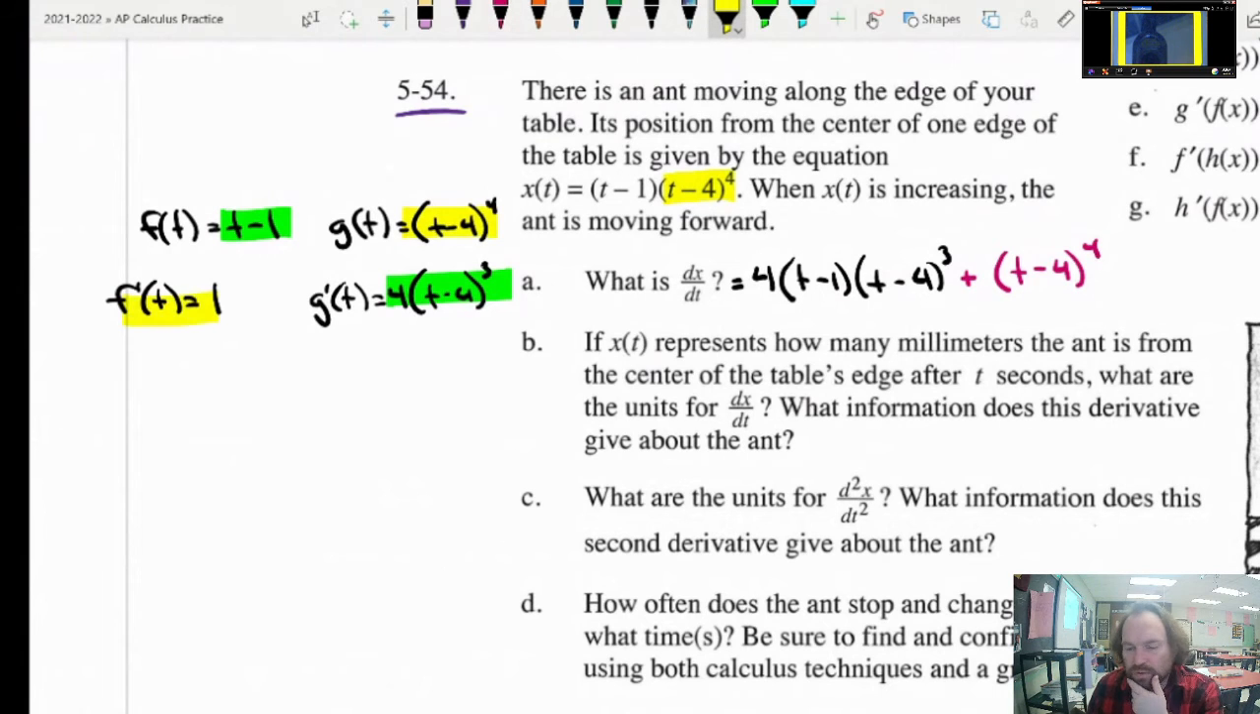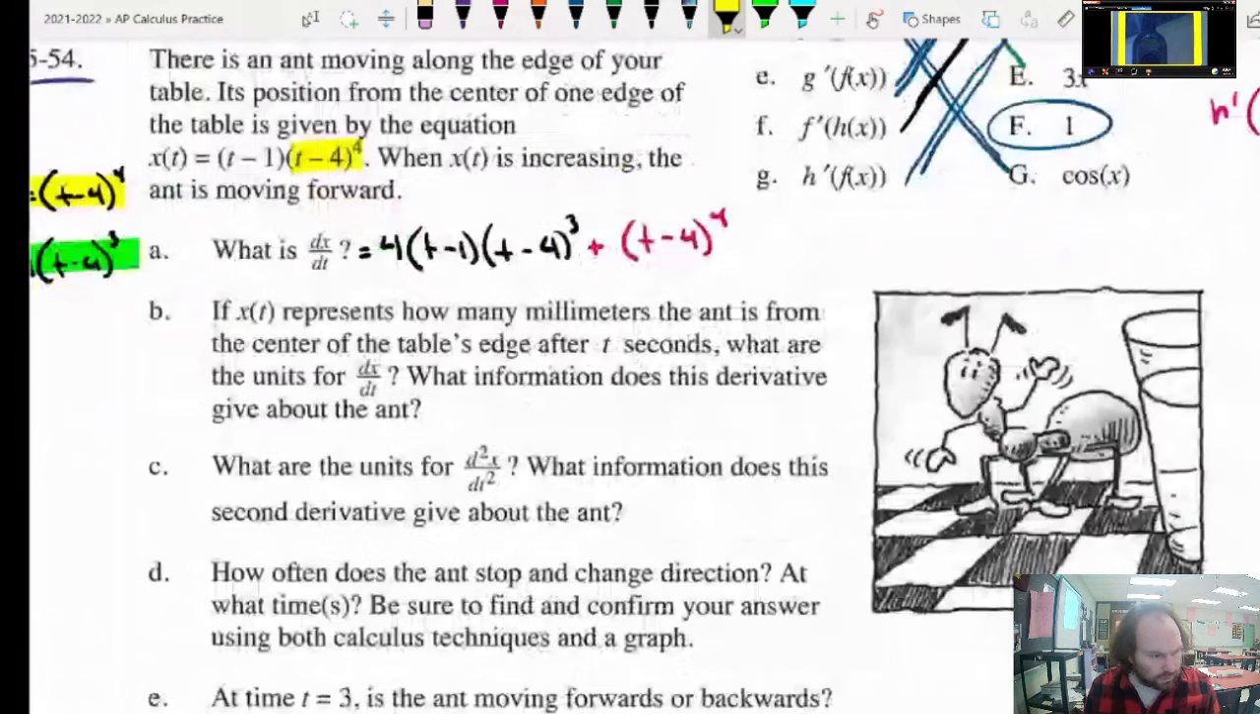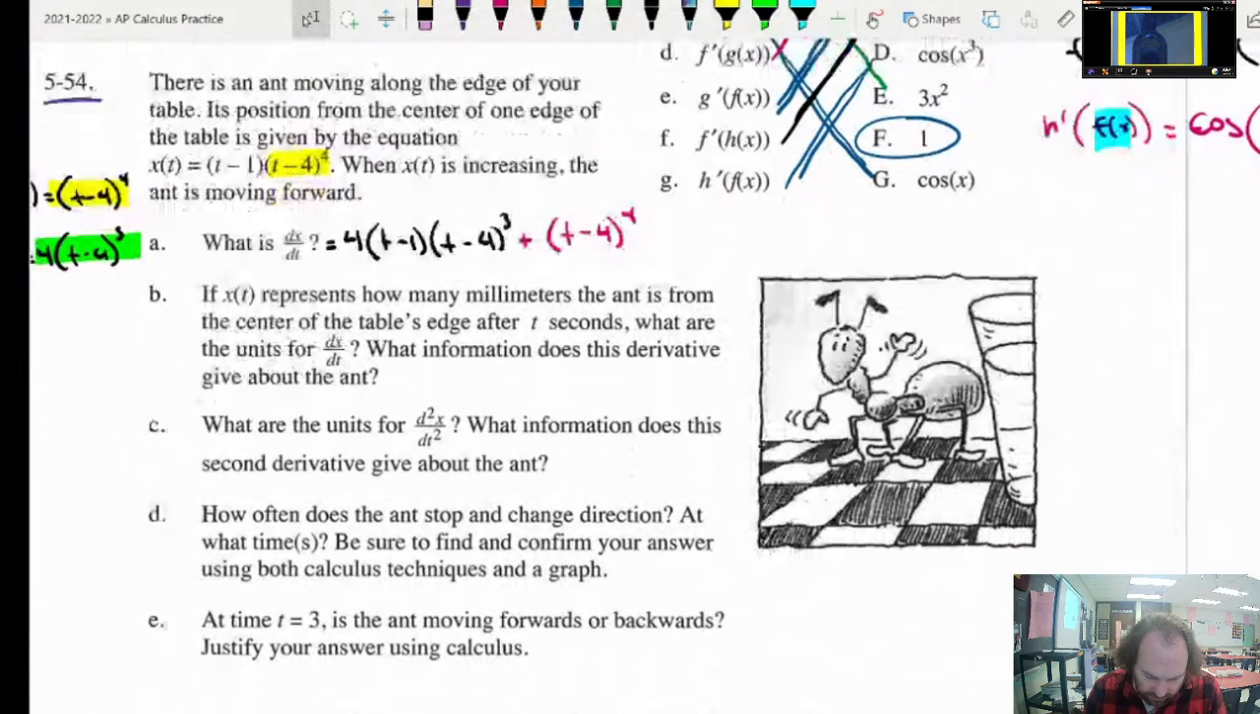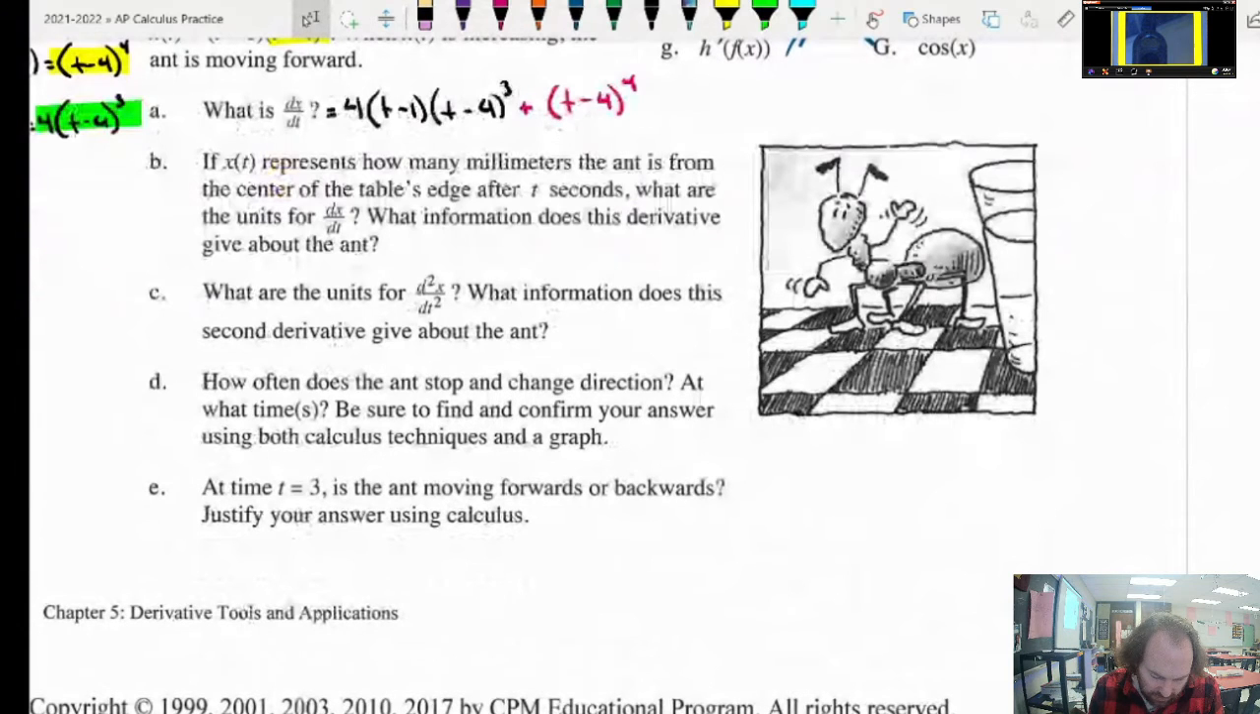So you can see these derivatives are going to start getting more and more complicated as we start doing product rule and especially quotient rule. But so far, that is the correct answer. I'm looking at it in the book, and that is what they've got. X of t represents how many millimeters the ant is from the center of the table after t seconds. What are the units for dx dt? And what information does this derivative give about the ant?